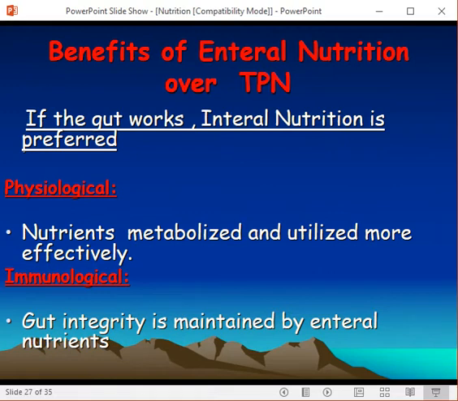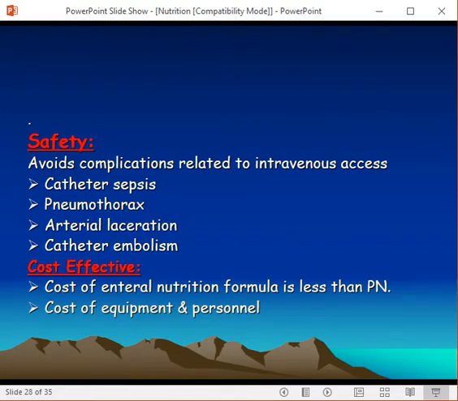This is another very important aspect. Safety. It avoids complications related to intravenous access, catheter sepsis, pneumothorax, arterial laceration, catheter embolism, and it is cost effective. It is cheaper. The cost of enteral nutrition formula is less than parenteral nutrition, and also the cost of equipment and personnel.